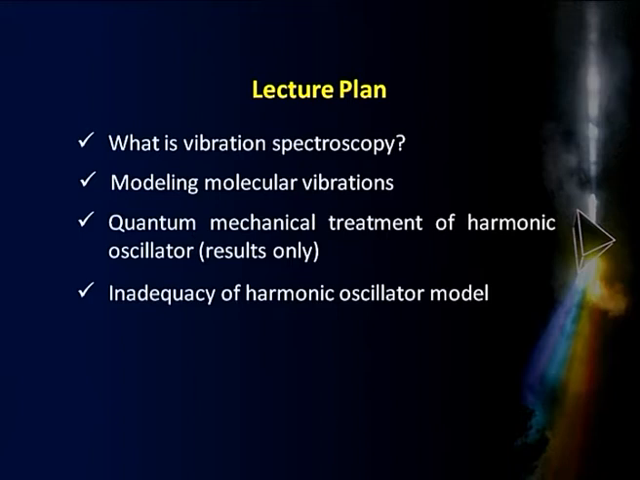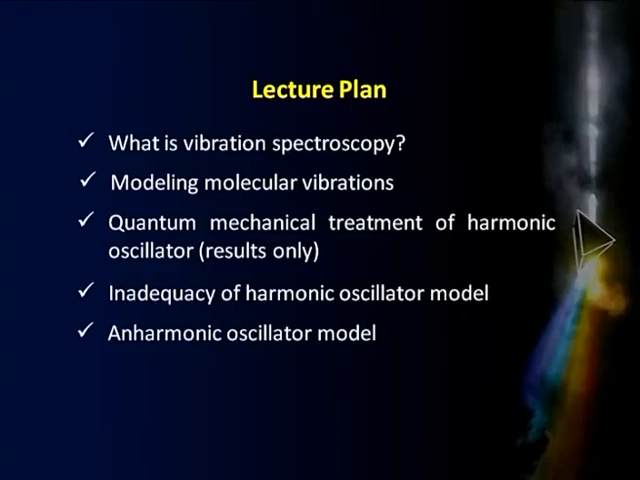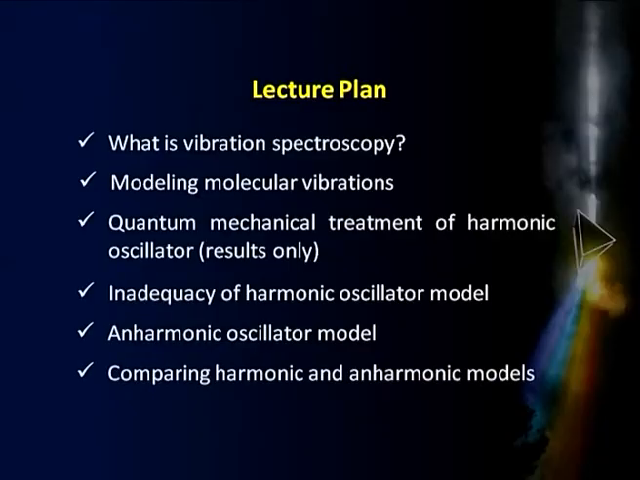Thereafter, we will see that this treatment of molecular vibration in terms of a harmonic oscillator happens to be inadequate, and that inadequacy can be addressed by introducing what is called the anharmonic nature of the vibration, wherein we bring in the Morse potential and things like that. And then we will try to compare the results we get by considering vibrational motion to be harmonic and anharmonic, and see how the two compare, and towards the end we will try to sum up what we do today.